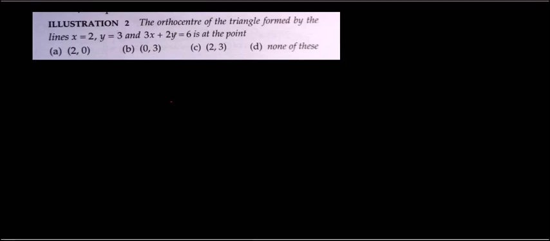The second question is: the orthocenter of the triangle formed by the lines x equals to 2, y equals to 3 and 3x plus 2y equals to 6 is at the point. First we should know what is meant by orthocenter. Orthocenter is nothing but the intersection of altitudes drawn from one vertex to the opposite side, right?